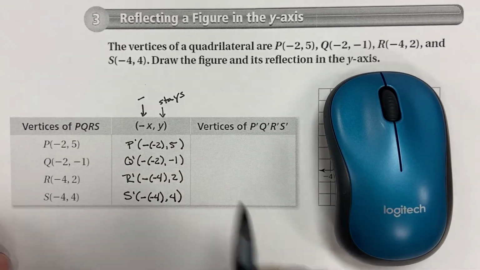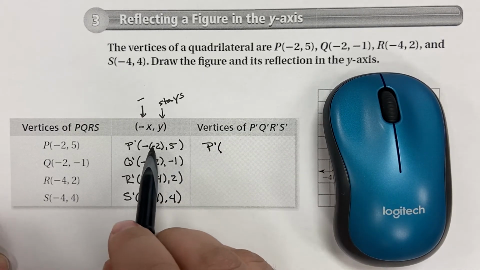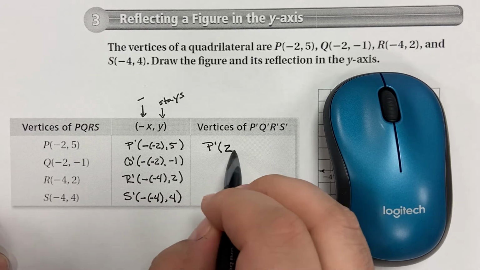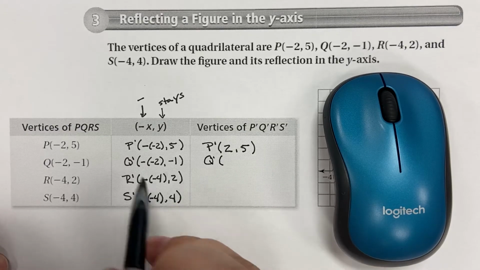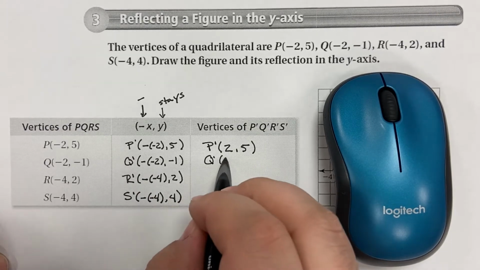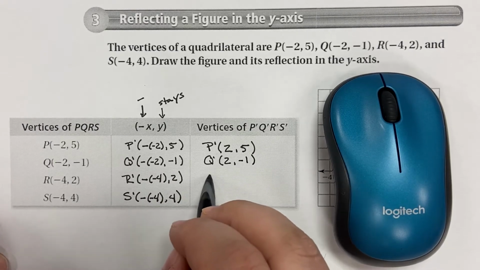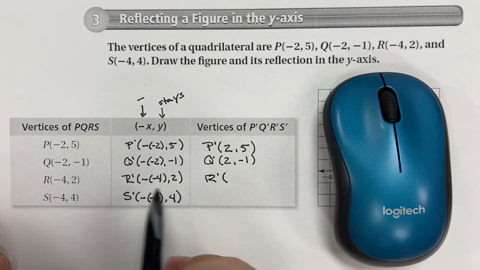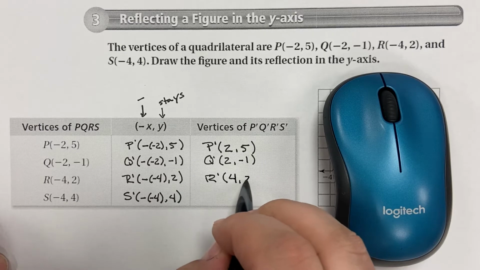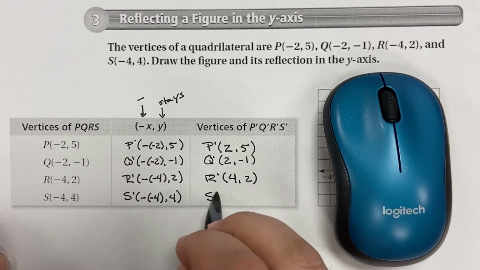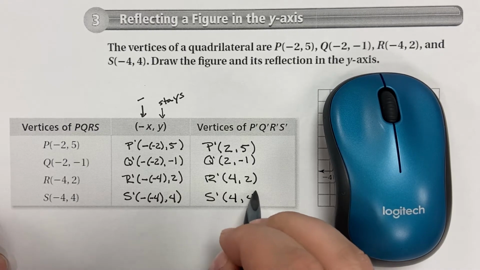All right. We can now write the image of P is the same thing as negative times a negative, which is a positive, so (2, 5). The image of Q is a negative times a negative, which is a positive 2, and then keep the -1. The image of R is negative times -4, which is +4, and 2. And the image of S is negative times -4, which is +4, and 4.